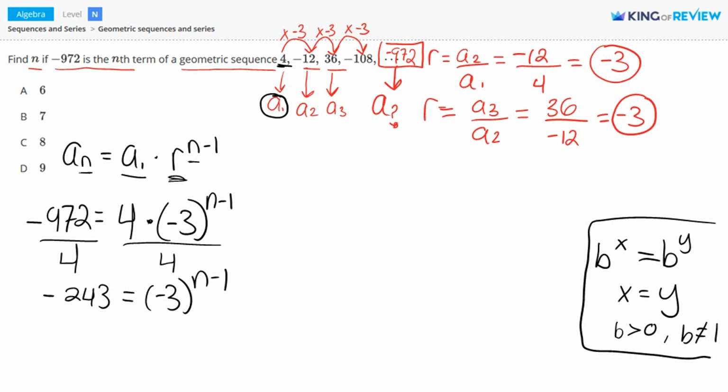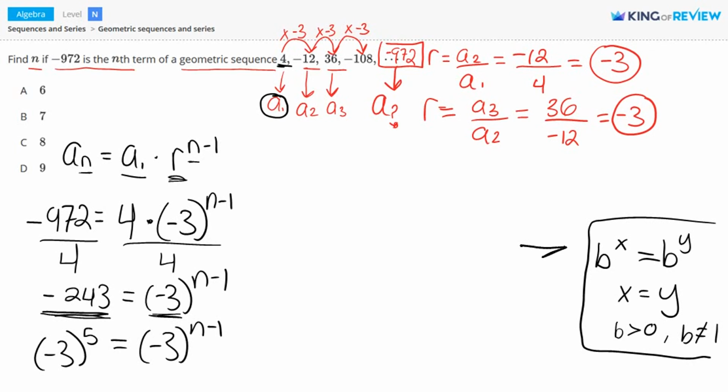So let's rewrite negative 243 so that it has negative 3 for a base. Negative 3 to the 5th power is negative 243. And then we have negative 3 to the n minus 1. So now we have the same base, and because the bases are the same, the exponents are the same. So we have 5 equals n minus 1. Now solve for n. We'll add 1 to both sides, and now we have n equals 6.